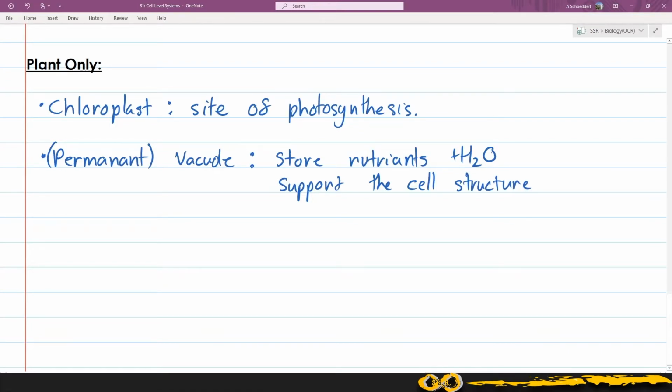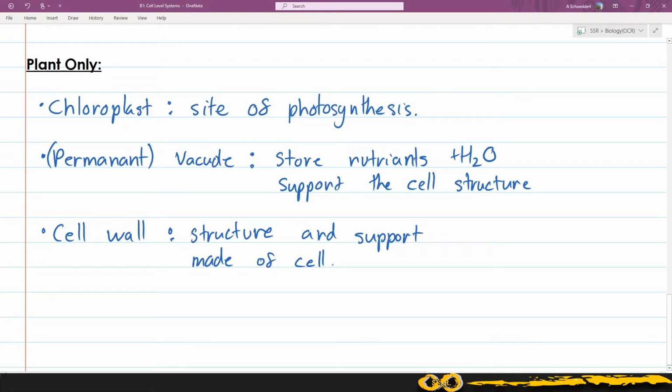Those plant cells will also be surrounded by a cell wall. And this cell wall is there for protection a little bit, but it is mainly there for structure and support. And you need to know that it is made of a chemical called cellulose. And it's interesting that humans can't digest cellulose.